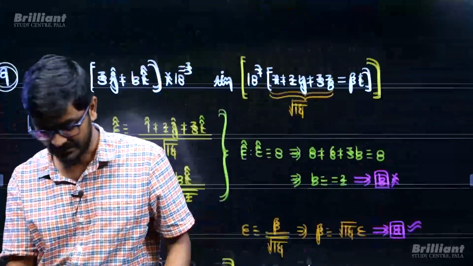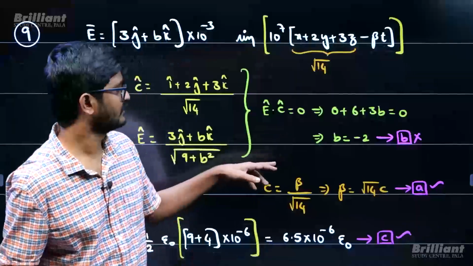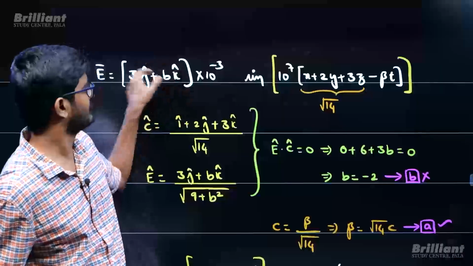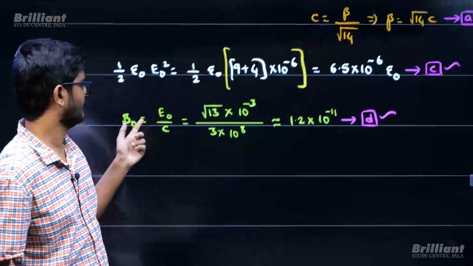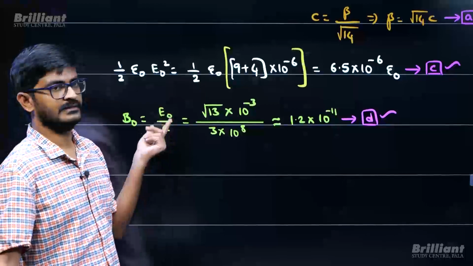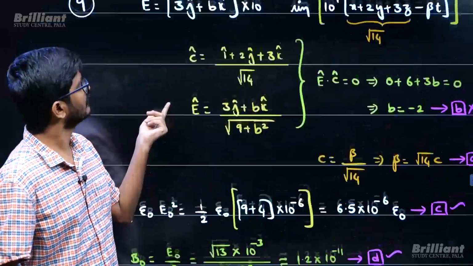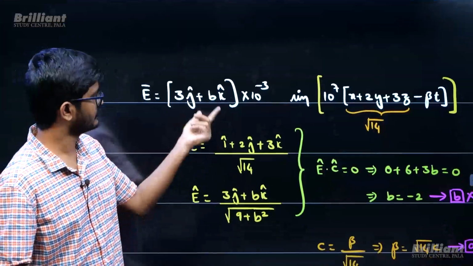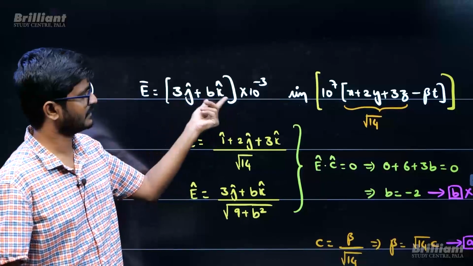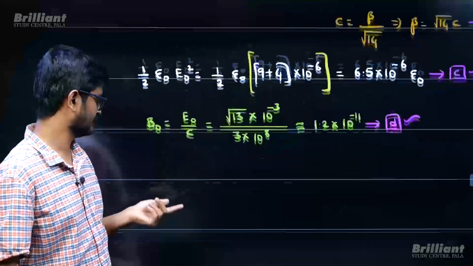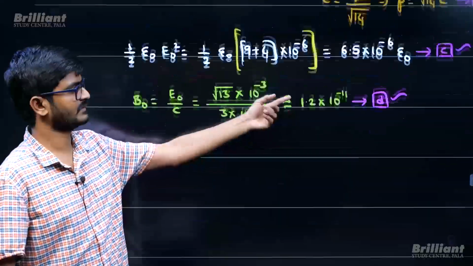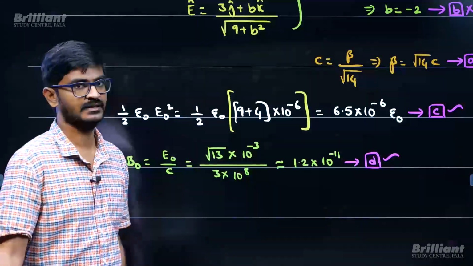Now the B value we got. Once you get the B value, then you know the amplitude of the electric field. Once you know the amplitude of the electric field, then the amplitude of the magnetic field will be E0 by C, E equals Cb, right? So the amplitude of this E value is 3 and 2, so the magnitude is root of 3 square plus 2 square, which will be root 13 into 10 power minus 3 by C value. So from there we will be getting the magnetic field amplitude.